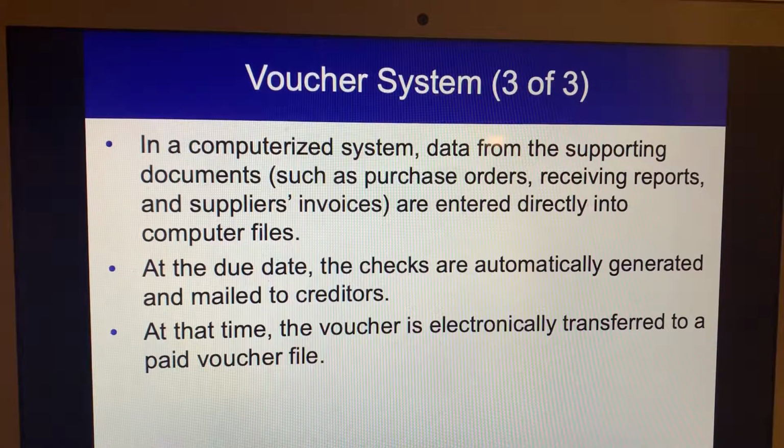So, voucher system. In a computerized system, data from the supporting documents such as purchase orders, receiving reports, and supplier invoices are entered directly into computer files. At the due date, the checks are automatically generated and mailed to creditors, and at that time, the voucher is electronically transferred to a paid voucher file.